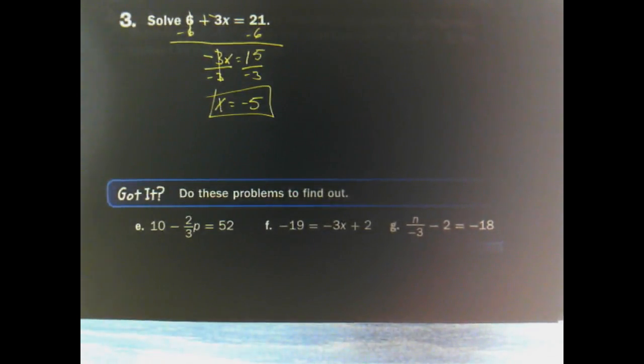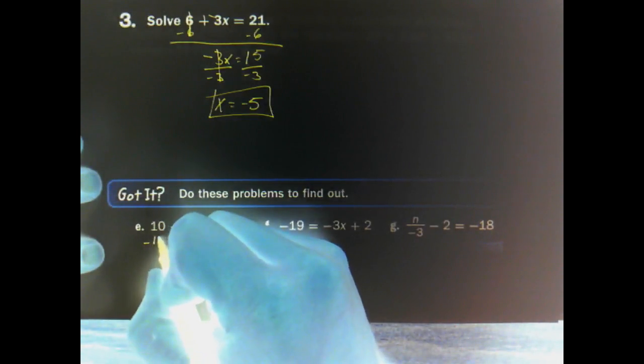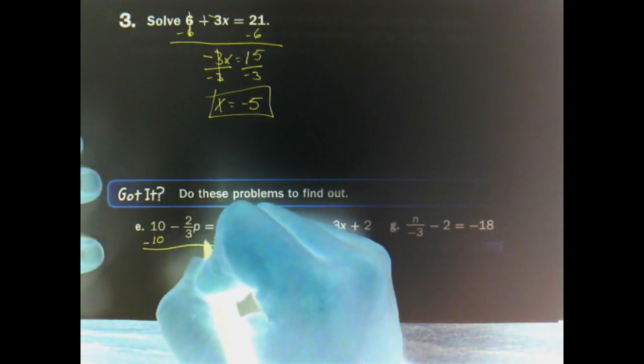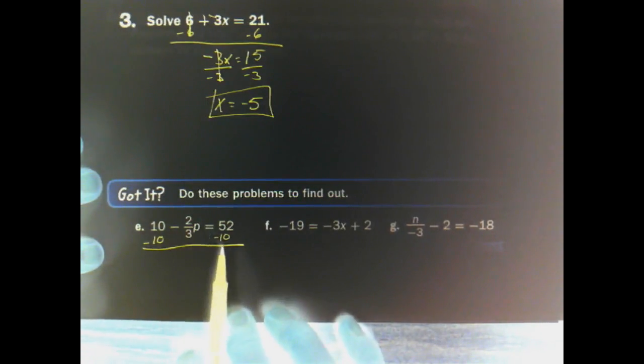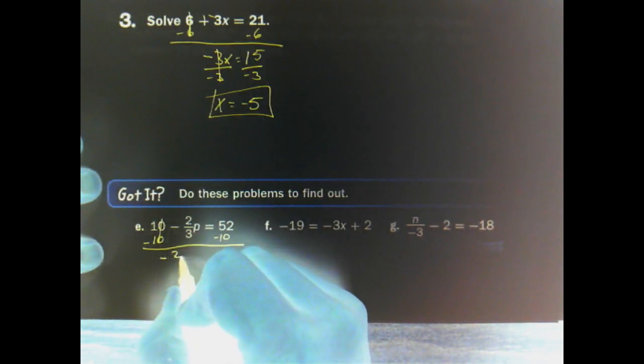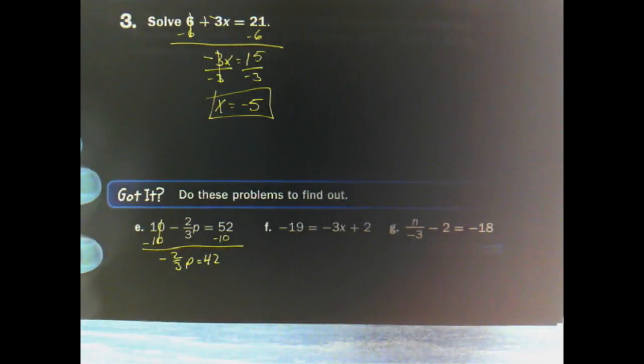All right, we should be back from trying E, F, and G. Start with E. Again, this 10 is positive. In order to get rid of it, I have to subtract 10. Whatever I do to one side of the equal sign, I must do to the other. This equals 0. I'm left with a negative 2/3 P is equal to 42.